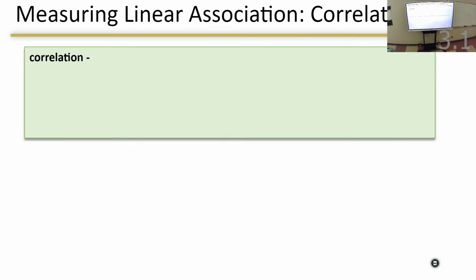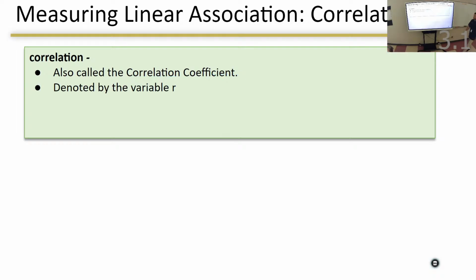All right, so let's spend the rest of the class talking about correlation. It's known by three things, guys: correlation, correlation coefficient, or because we're so lazy, we're just going to call it R. If you see R, you have to associate that with the correlation coefficient. All three of those mean the same thing.